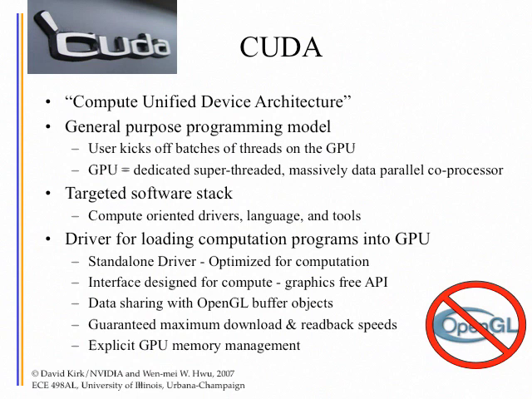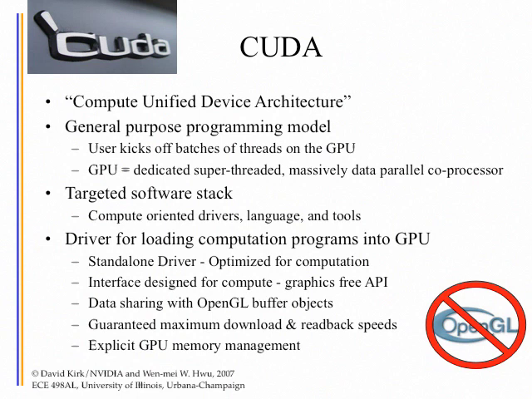It's a general purpose programming model in the sense that users will kick off batches of threads on the GPU. And we're going to show you exactly how you do it by the end of the lecture. Okay? And the GPU is really a dedicated, super-threaded, massively data parallel coprocessor. And that has nothing to do with graphics, except in some cases you will see some traces of it being a graphics processor, because you will see something called texture memory. And we're going to get to that.